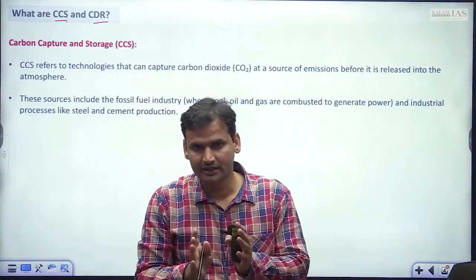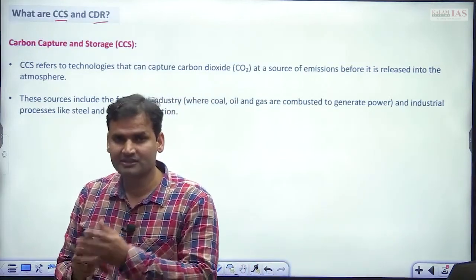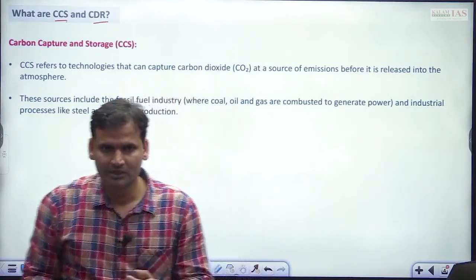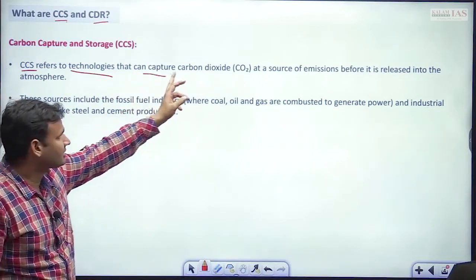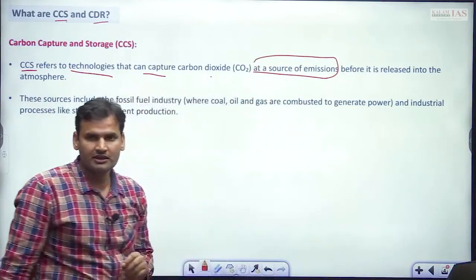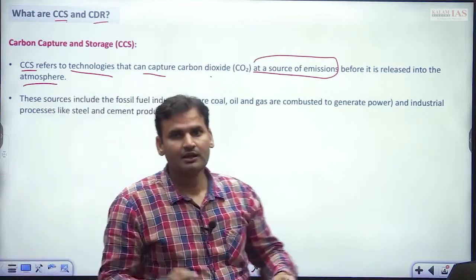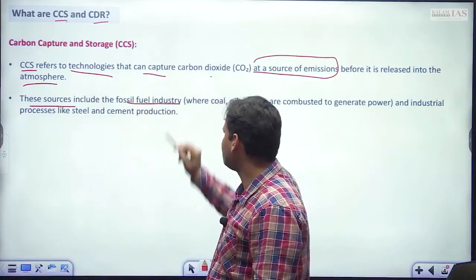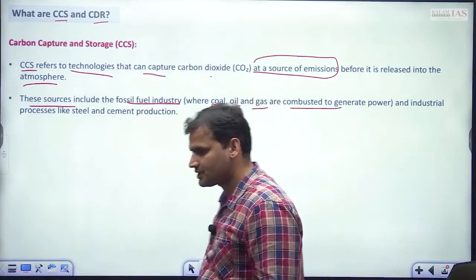So one by one, we will try to understand what CCS is and what CDR is, because these terms are gaining more and more currency in recent times, courtesy of climate change. CCS refers to the technologies that can capture carbon dioxide at a source of emissions even before it is released into the atmosphere. So we have to capture the carbon. That is one part. These sources include the fossil fuel industry, where coal, oil and gas are combusted to generate power.